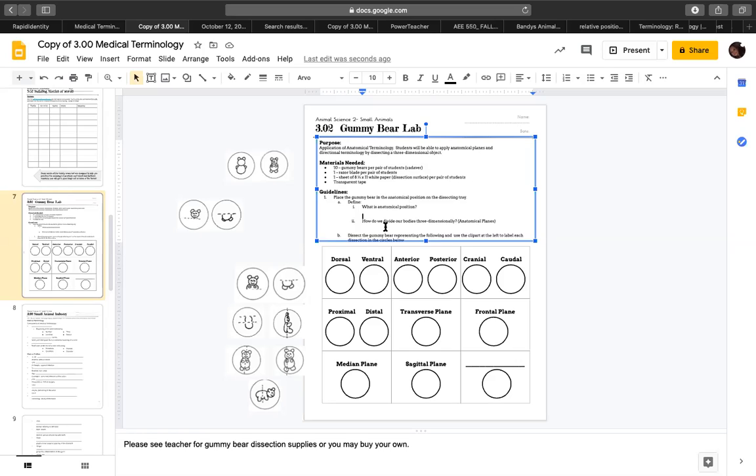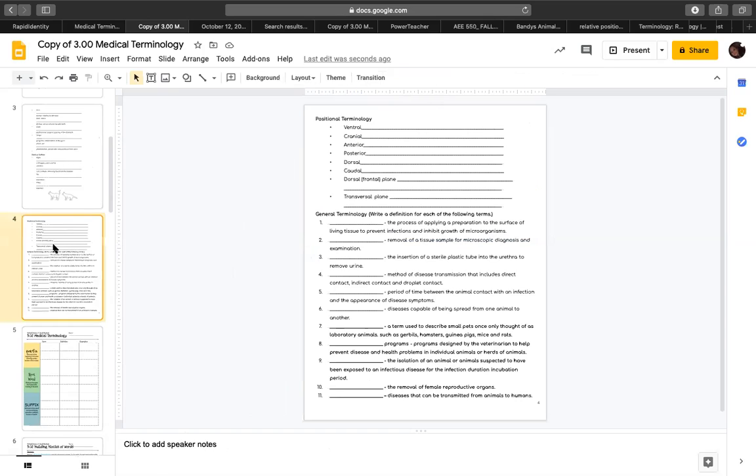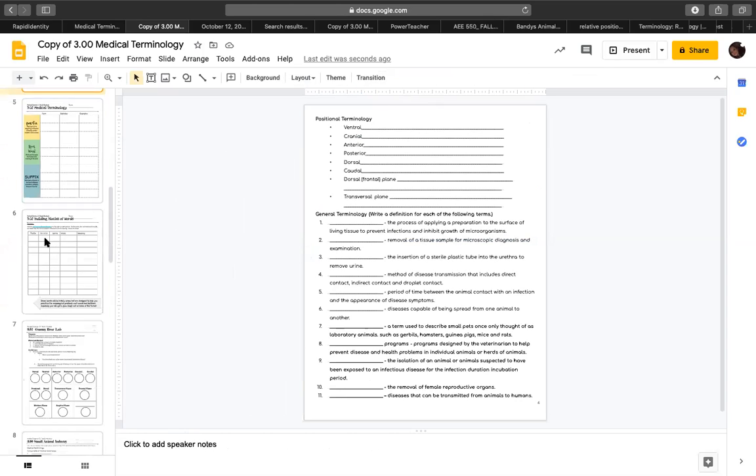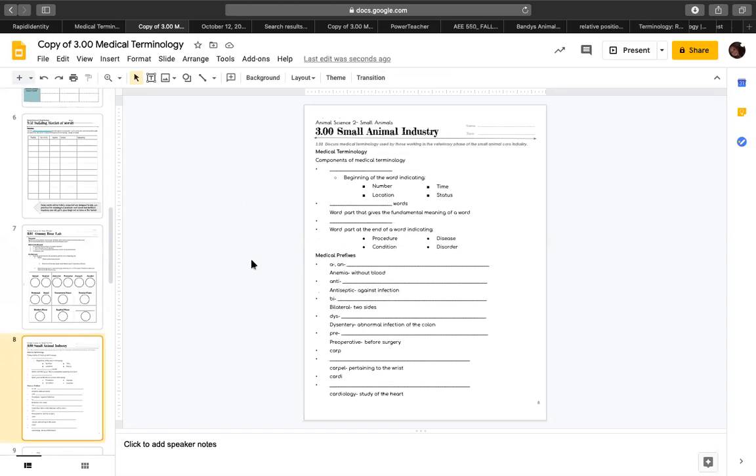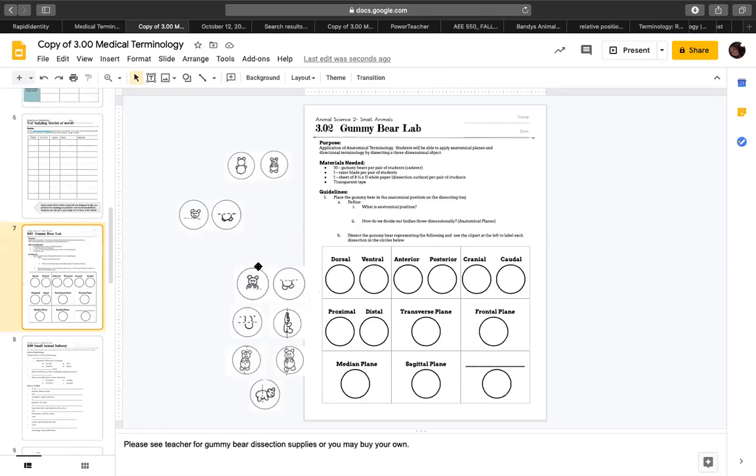All right, and then how do we divide our bodies three-dimensionally? So three-dimensionally, it talks about the planes that we divide our bodies into to make them three-dimensional. And so you can go back and look at your notes to help you understand that one. All right, and so then you're just going to pretty much place these in the circles that they go in.